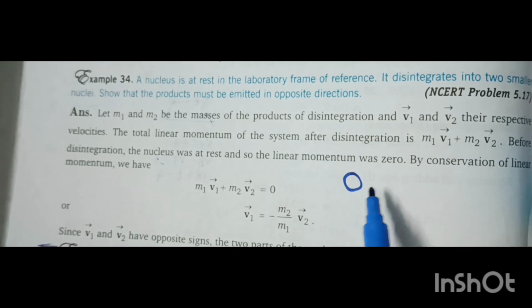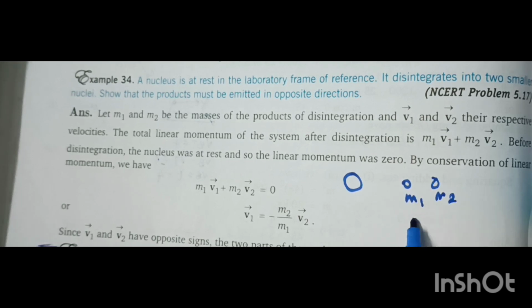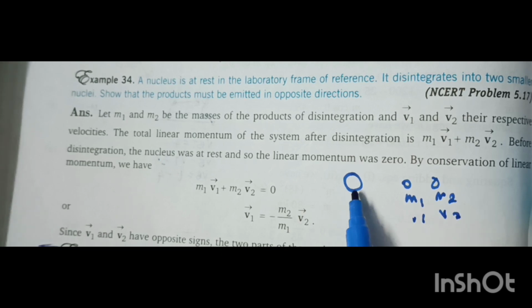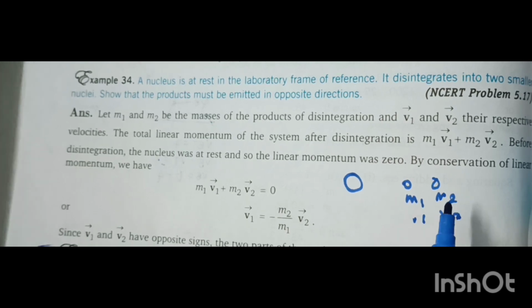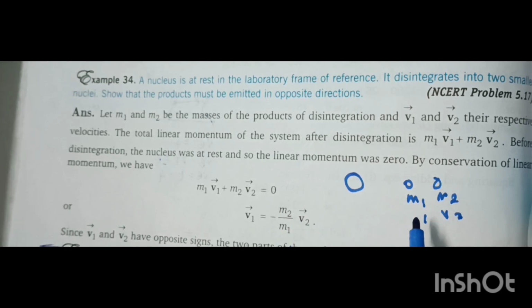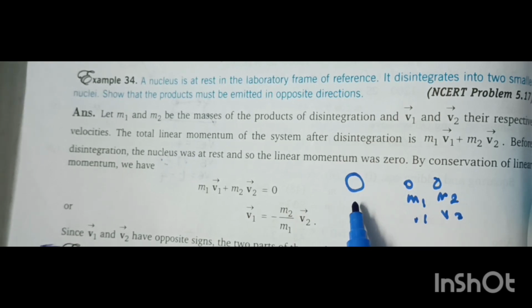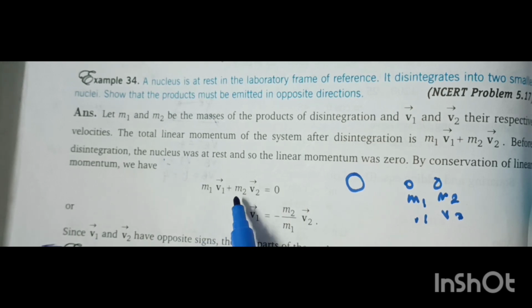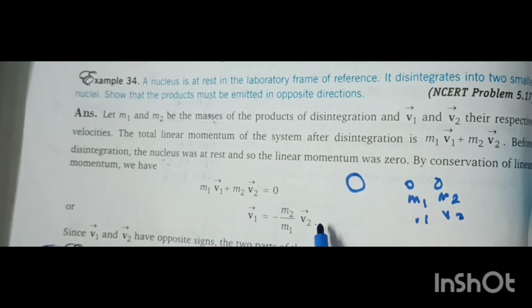Suppose this is the initial nucleus and it is splitting into m1 and m2. Then if its velocity is v1 and v2, initially it is at rest, so its velocity must be 0. So the total initial linear momentum will be 0. After the disintegration, it is m1 v1 plus m2 v2. And we know by the conservation of momentum, momentum initial is equal to momentum final. So m1 v1 plus m2 v2, that is momentum final, must be equal to momentum initial, which is 0. So m1 v1 plus m2 v2 equals 0. From this we can write v1 equals minus m2 by m1 into v2.